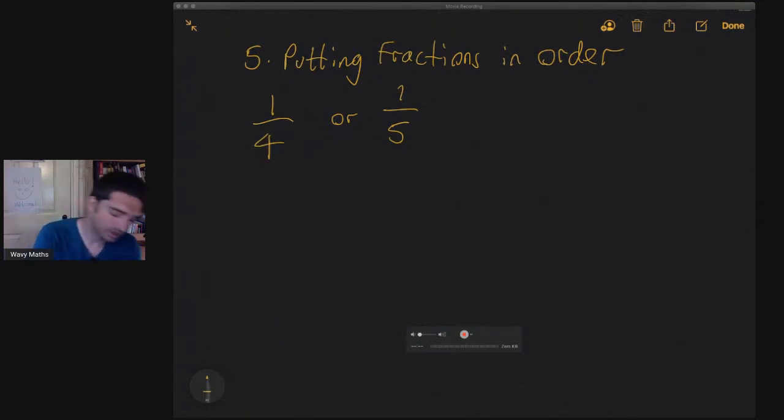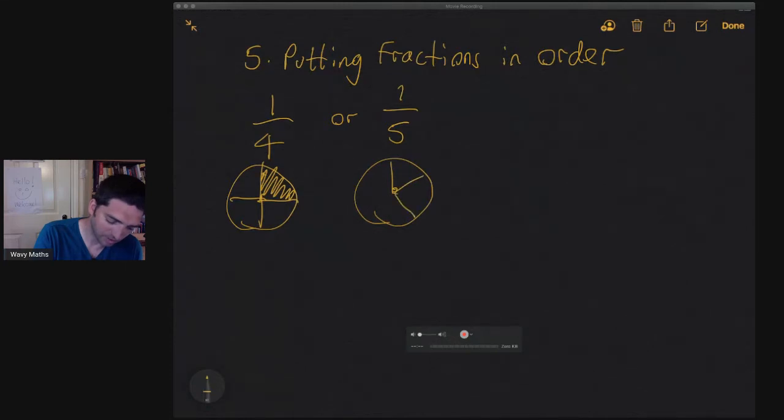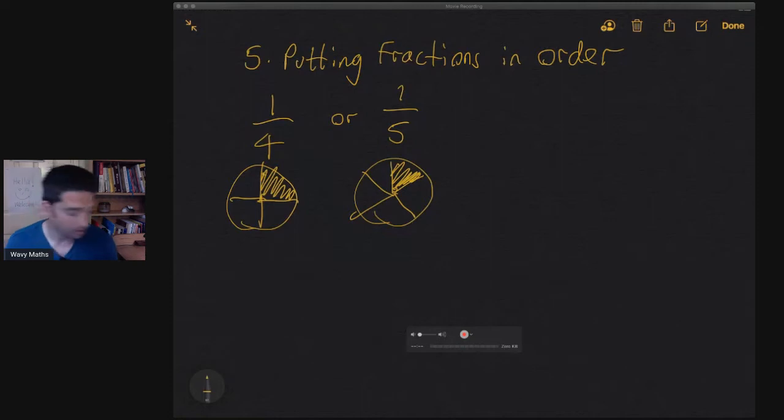Yeah. So here's a quarter of cake. Not a very good drawing. All right. Whereas a fifth of cake, you have to cut it into 5 pieces. So each piece is a bit smaller. So you only get that much. So that's what you need to be able to do.